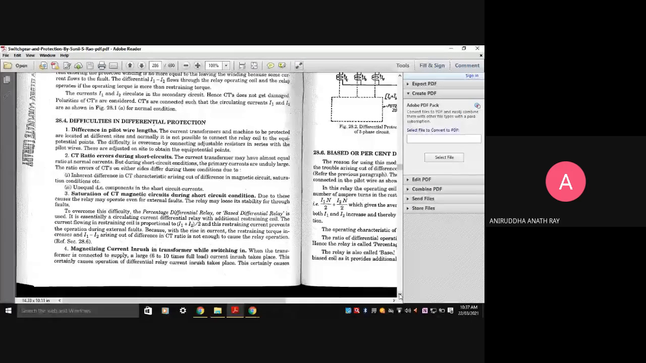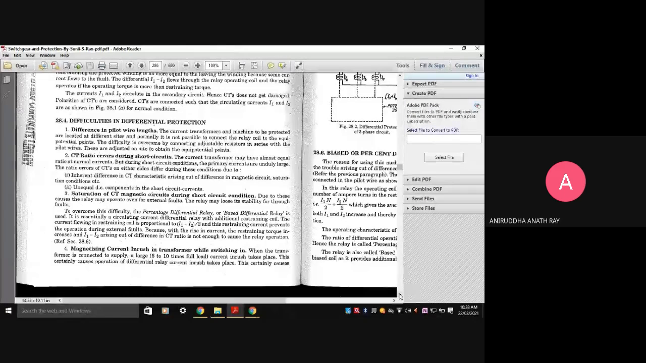Due to these causes, the relay may operate even for external faults. When the CT magnetic circuit gets saturated, the relay may operate for external faults. The relay may lose its stability for through faults. To overcome this difficulty, a percent differential relay or biased differential relay is used.